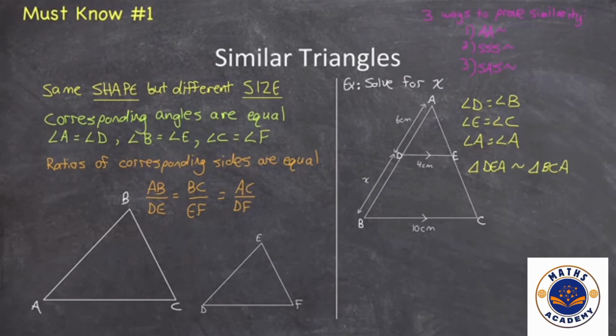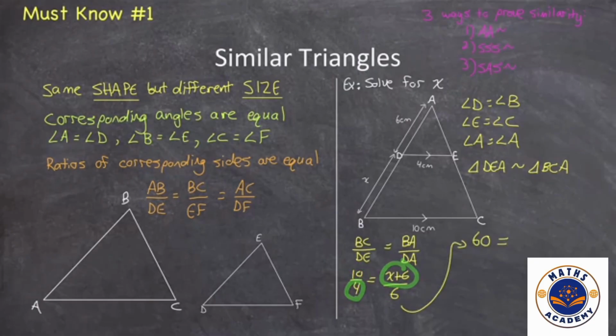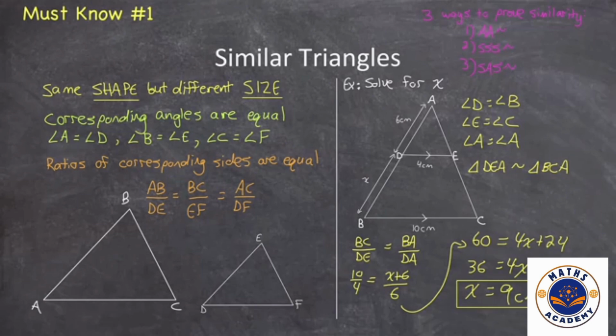And because I know that they're similar, I know that the ratios of corresponding sides have to be equal to each other. So I know that the length of BC divided by the length of DE is going to be equal to the length of BA divided by the length of DA. And then if I sub into this equation what I know, I can then solve this equation using algebra. I can cross multiply. 10 times 6 is 60, and 4 times x plus 6 is 4x plus 24. Solving this for x, I'd have 36 equals 4x, divide by 4, I have x equals 9. There you go, now you can see how to use properties of similar triangles to solve for unknowns.